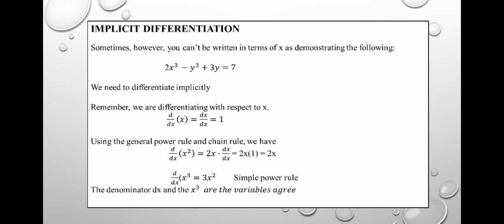Remember, we are differentiating with respect to x. d over dx of x is equal to dx over dx, which is equal to 1. Using the general power rule and chain rule, we have d over dx of x squared is equal to 2x times dx over dx, which equals 2x times 1, which equals 2x. d over dx of x cubed is equal to 3x squared, by the simple power rule. The denominator dx and the x cubed have the same variable.